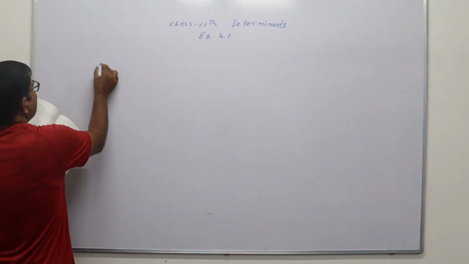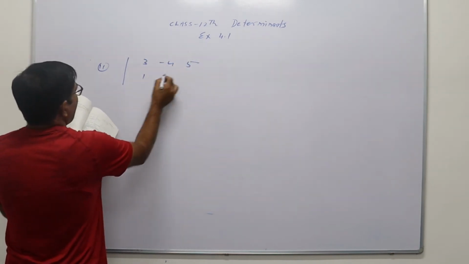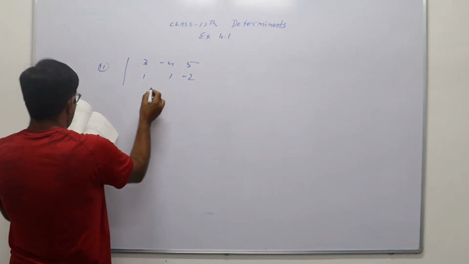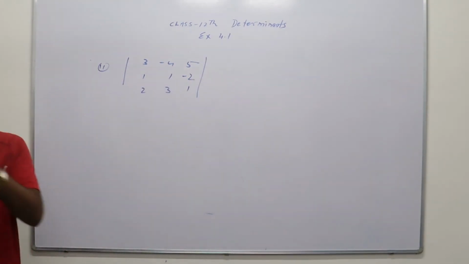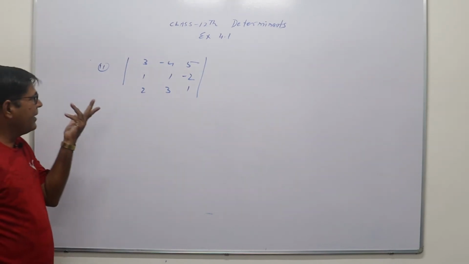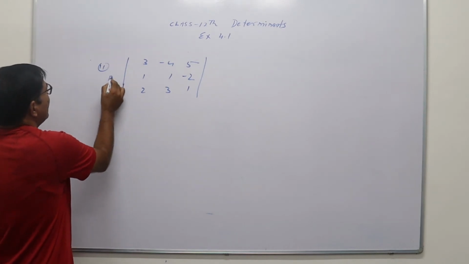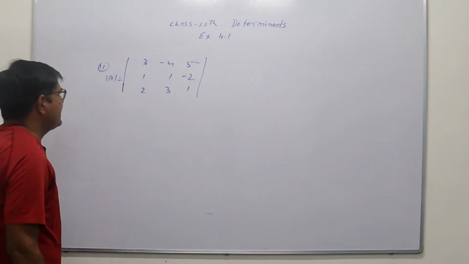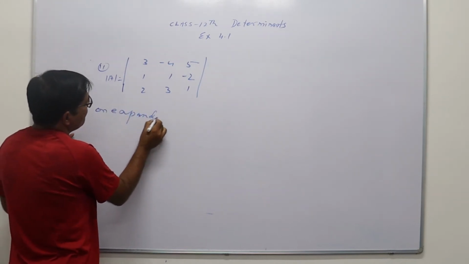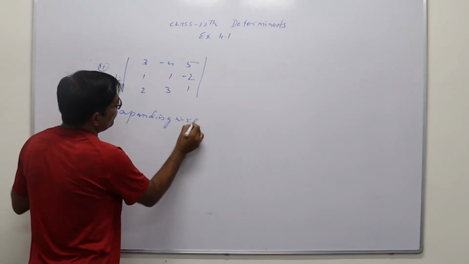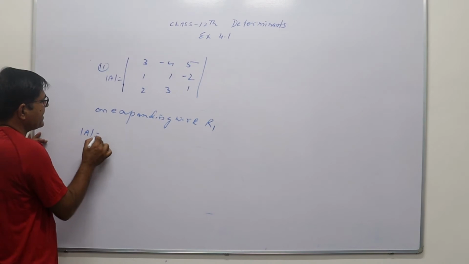Now second part, determinant 3 minus 4 5, 1 1 minus 2, 2 3 1. So in this given determinant of order 3, in every row and column all the elements are numerical. So let determinant A be this. Now on expanding with respect to R first, row first. So row first के respect कैसे expansion करेंगे?